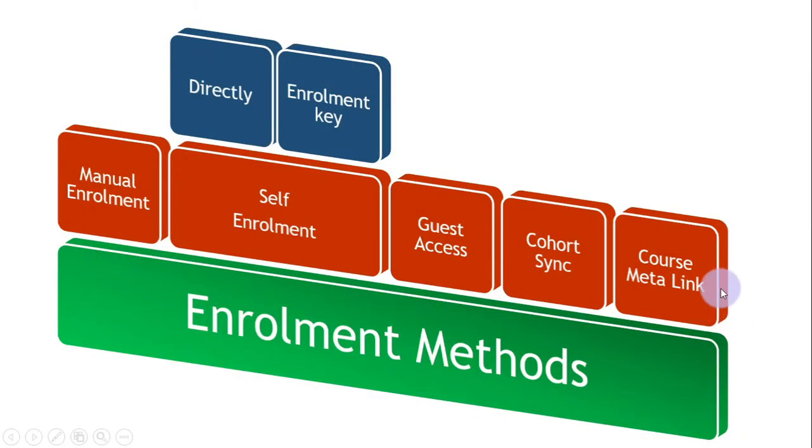The course meta link makes it possible for all enrolled users in one course to be automatically enrolled in one or more other courses. The cohort sync is where you can add students batch wise. It's a good method to add bulk students at a time. Guest may be a visitor and needs no account. This should have been enabled by you for your course. Then the guest can visit your course page.